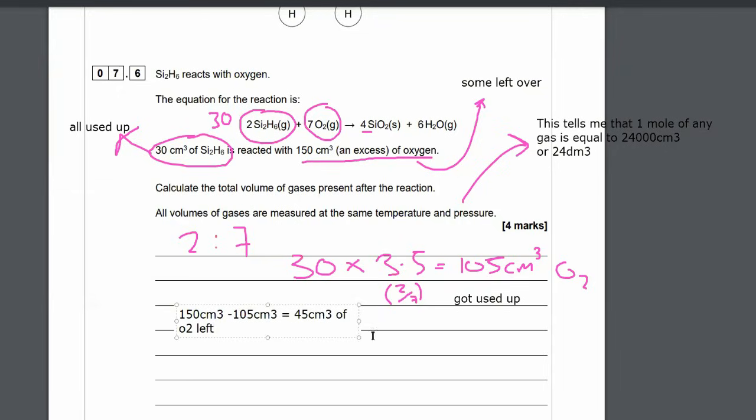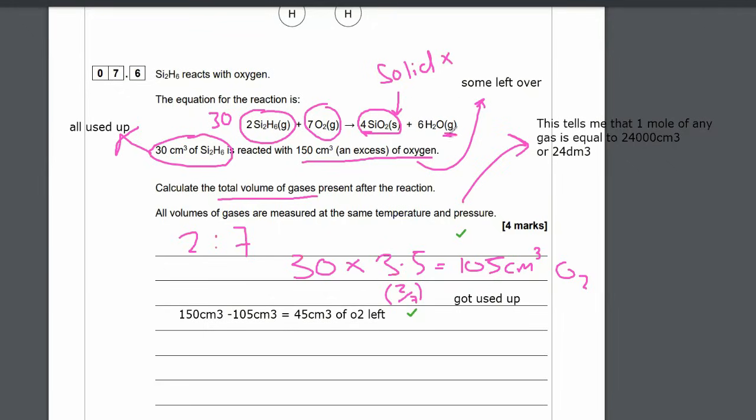So is the answer 45? No, but we would have scored a couple of marks for working out the leftover oxygen. But it's not just oxygen that's the gas left over. It wants the total volume of gases. Now, you could make the mistake of thinking you need to include silicon dioxide, but you don't, because that is a solid, not a gas, so it's not included.